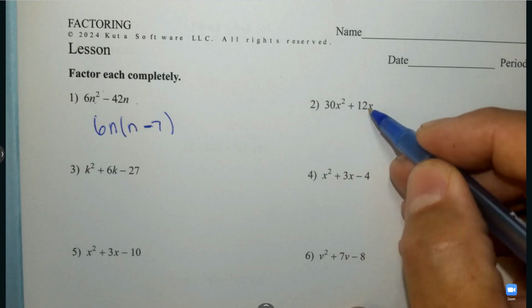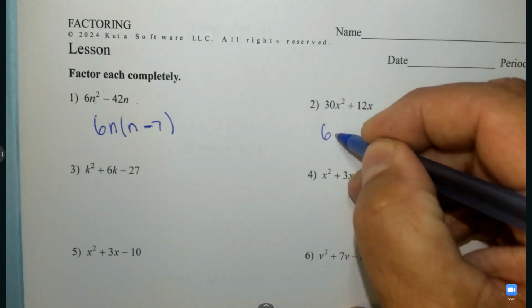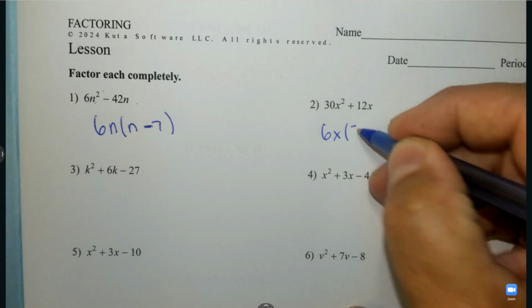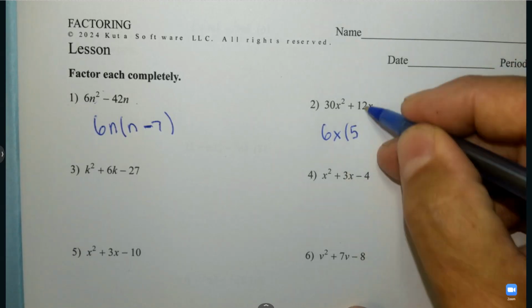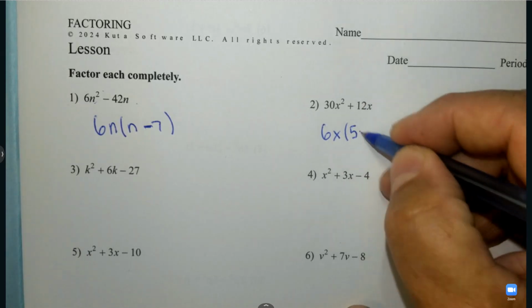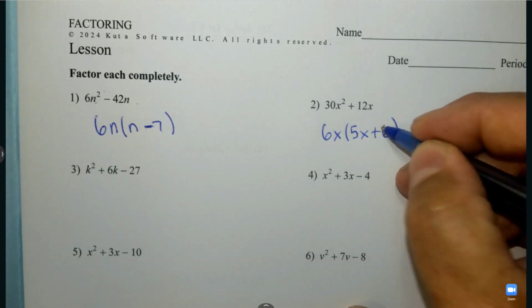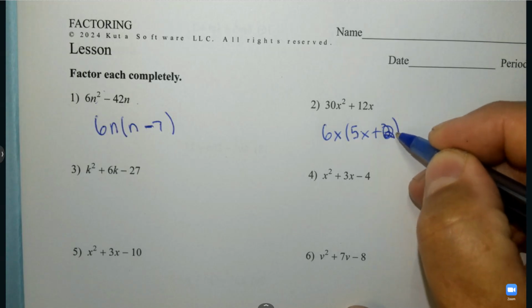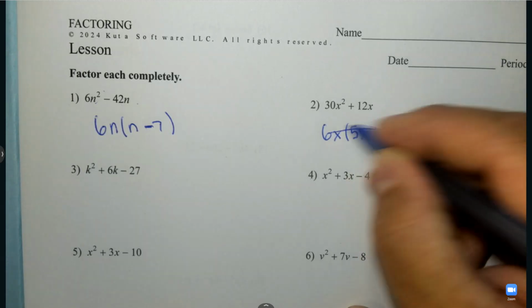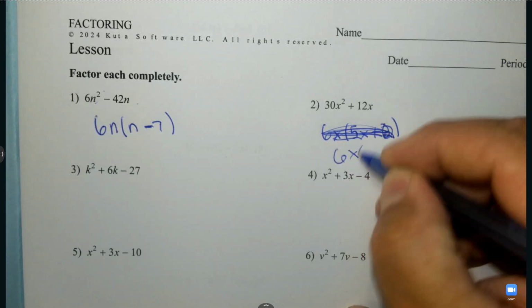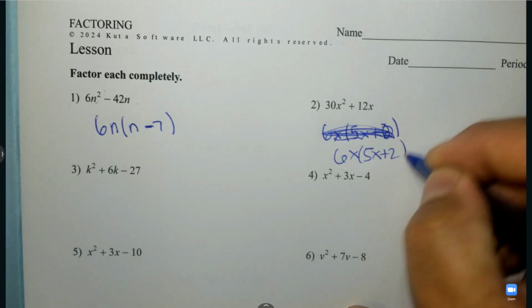So what's the largest number that goes into both evenly, and they both have at least an x, and then you divide. 30 divided by 6, 12 divided by 6. And then how can you double check that you did it? Oops, 12 divided by 6 is what number? 2. Let's write this again. 5x plus 2. Now, what can you do to double check?